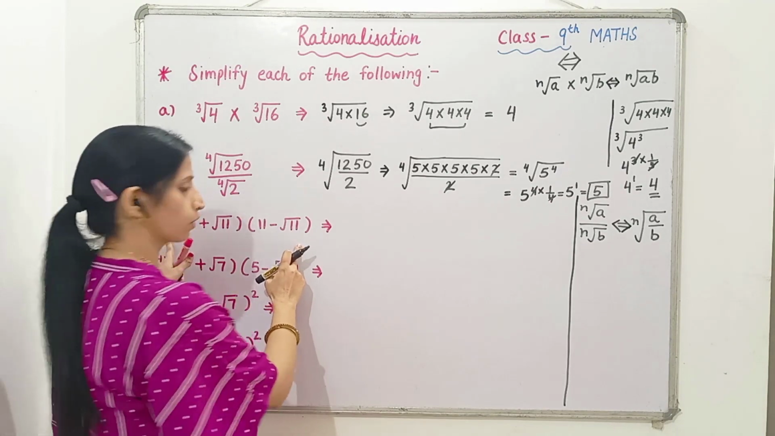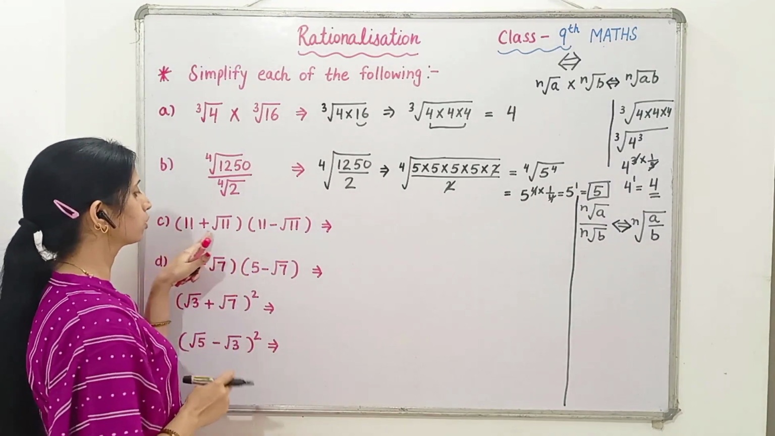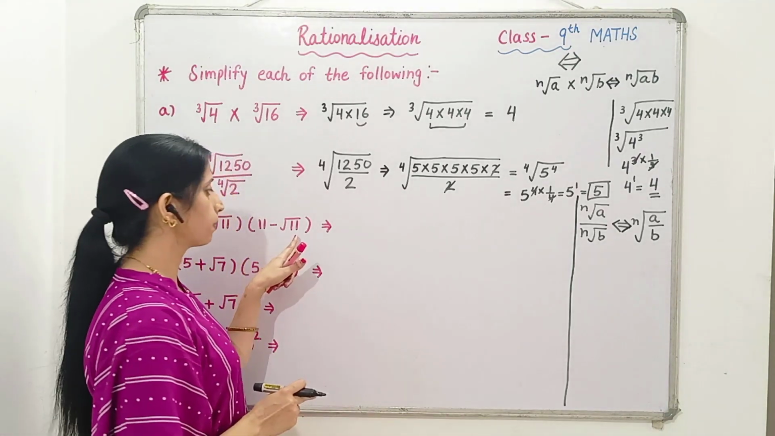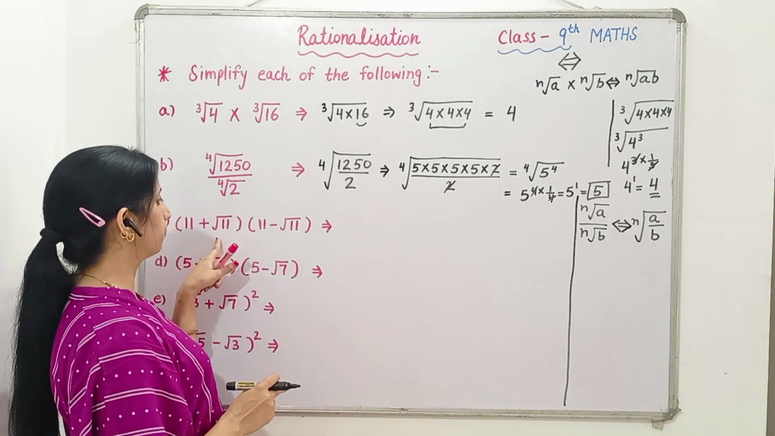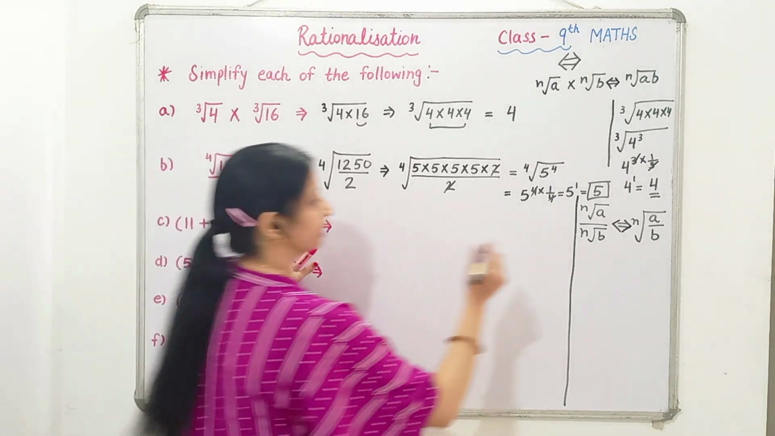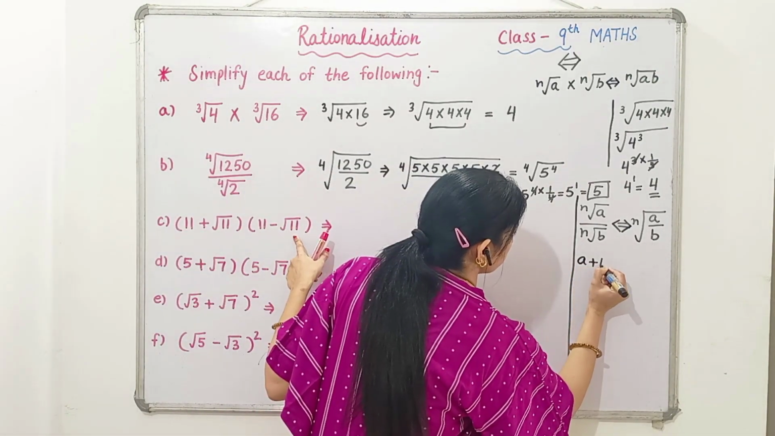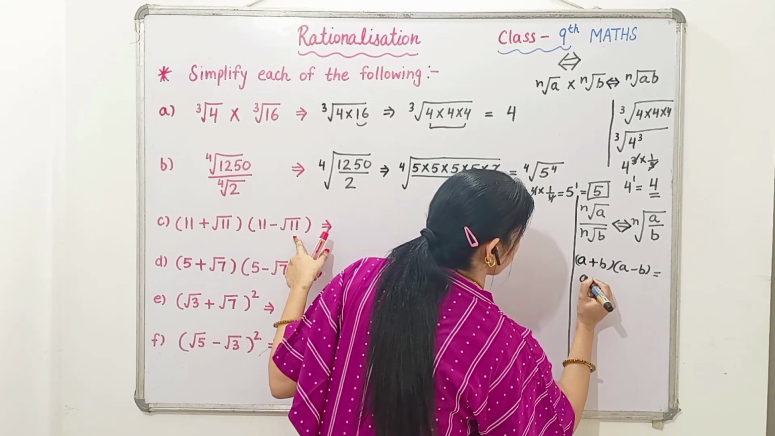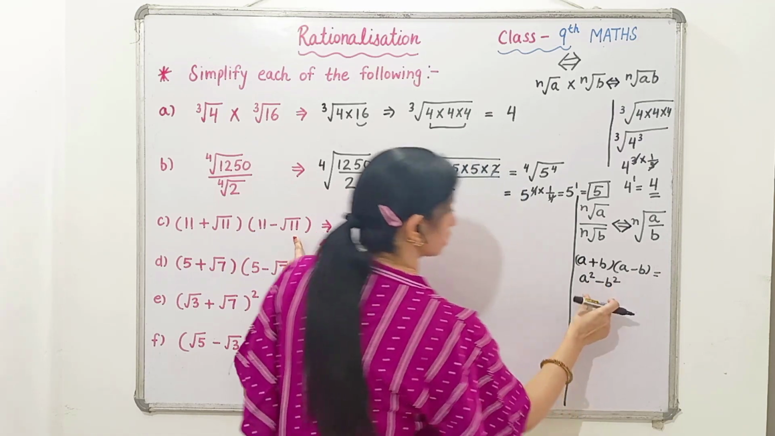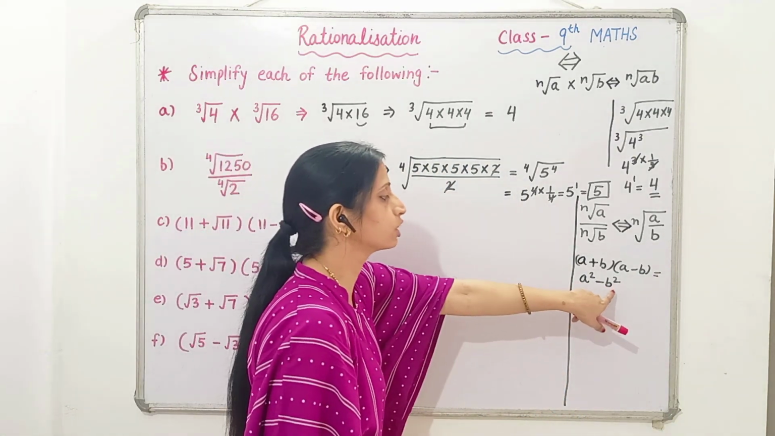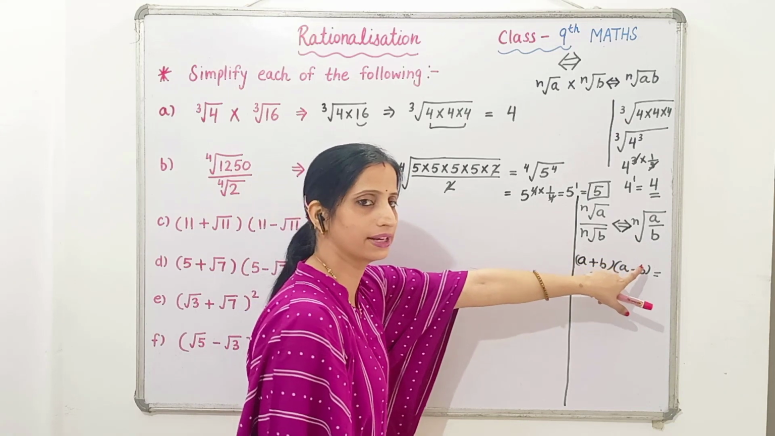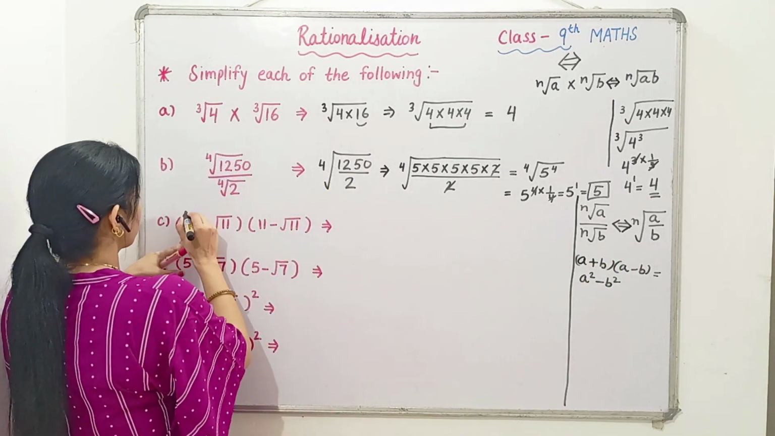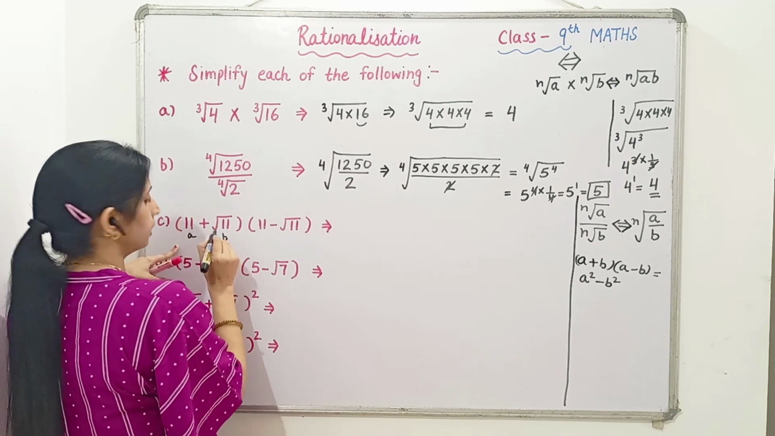Now come to the third question. It is 11 plus root 11 and 11 minus root 11. So which property can we use here? This is a plus b, a minus b. So a plus b multiplied by a minus b will be equal to a square minus b square, or a square minus b square will be equal to a plus b, a minus b. Now we can consider this as a and this as b.